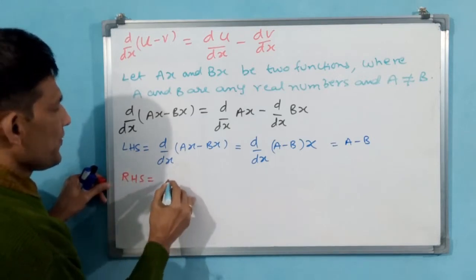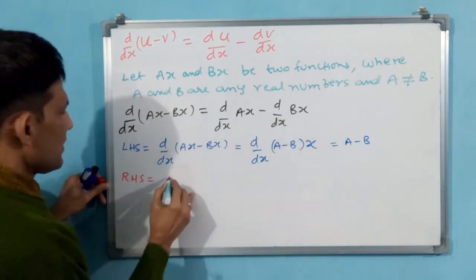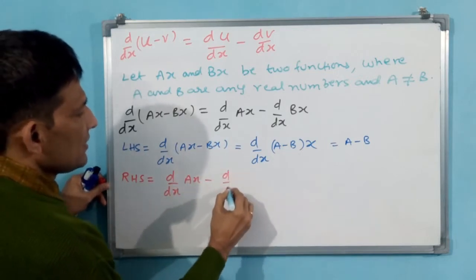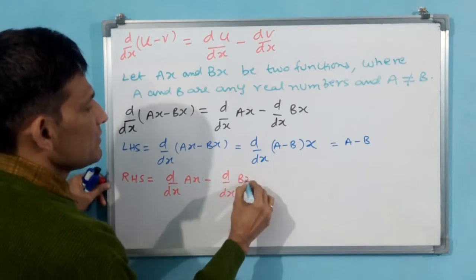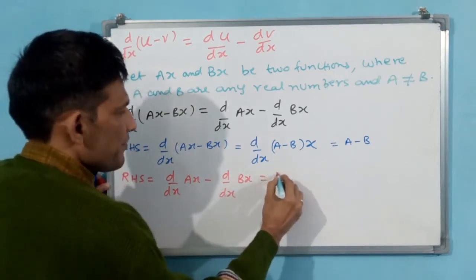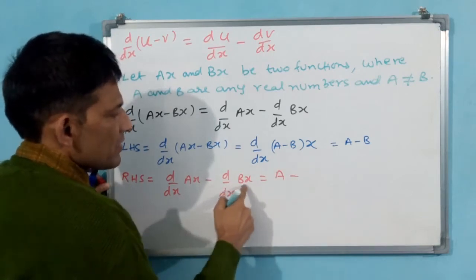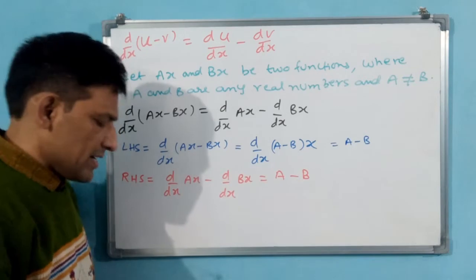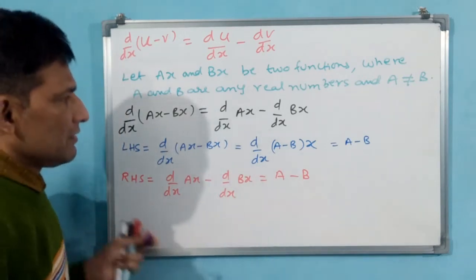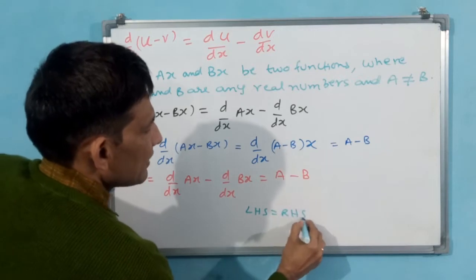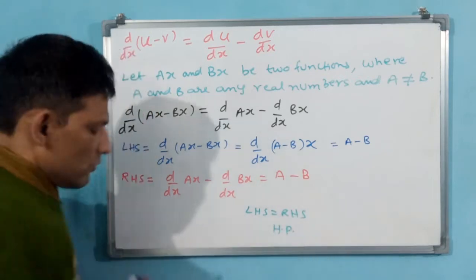Now go back to RHS. RHS is equal to d by dx of ax minus d by dx of bx. d by dx of ax means a, minus d by dx of bx means b. Now a minus b. Finally, LHS is equal to RHS, hence proved.